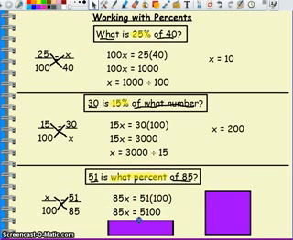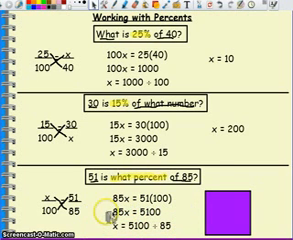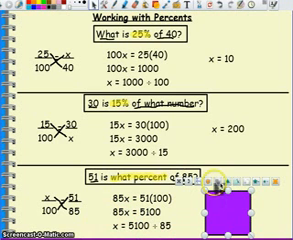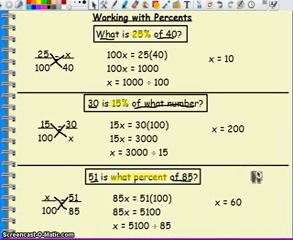Again, in order to isolate the variable, I'm going to need to divide. If I divide both sides by 85, then x will be equal to 5,100 divided by 85. So x is equal to 60. So 51 is 60% of 85.